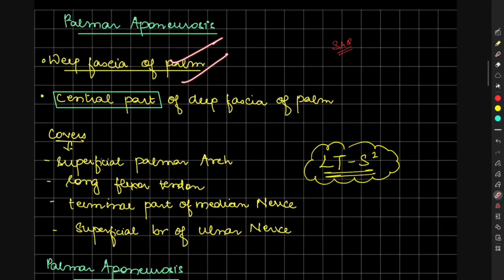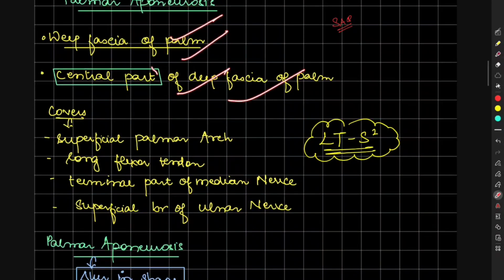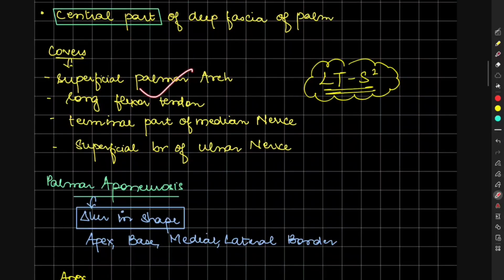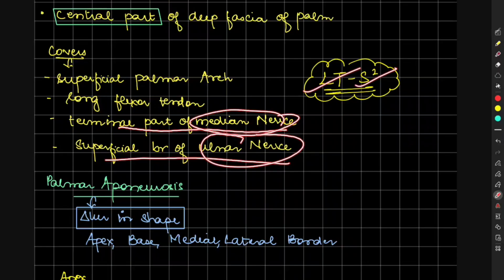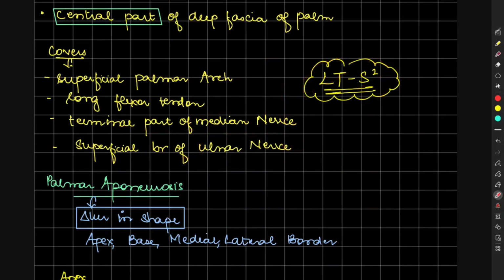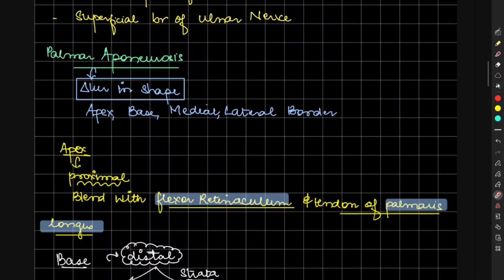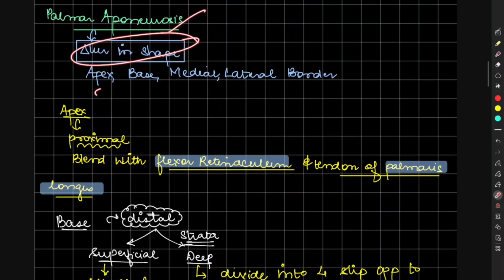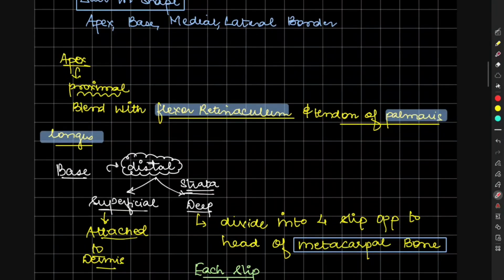Deep fascia of palm, more precisely the central part, covers the superficial palmar arch, long flexor tendons, terminal part of the median nerve and the superficial branch of ulnar nerve. इसको मैंने LTS स्क्वायर से याद रखा था, क्योंकि ये अगर आंसर लिखने के लिए है तो ऑब्वियसली लिखना पड़ेगा तुमको, किन किन चीजों को वो कवर कर रहा है. पाल्मार अपोनेरोसिस देखो, triangular in shape, has apex, base, medial and the lateral border.